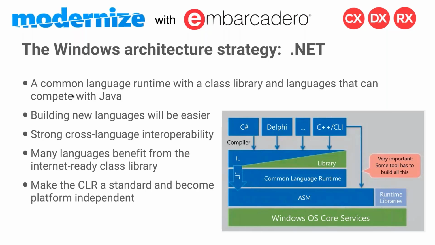With this strategy, building new languages should be easier. There was a strong cross-language interoperability. Many languages benefit from the Internet-ready class library. For the first time, there was in Windows available a robust, unique, standard Internet talking and ready library that was not available before. And finally, the CLR, the Common Language Runtime, became a standard and became platform independent.